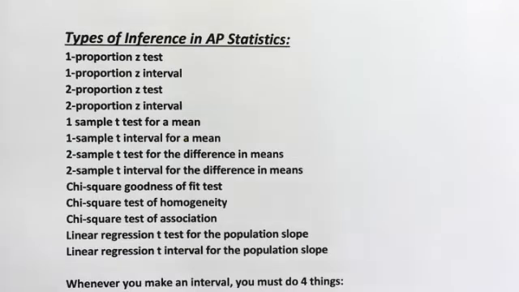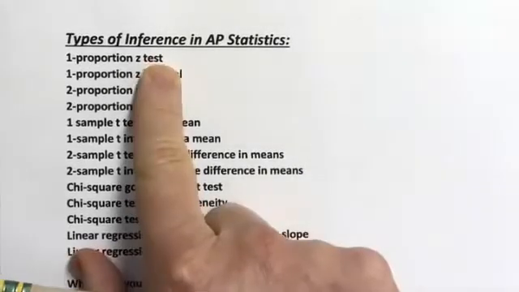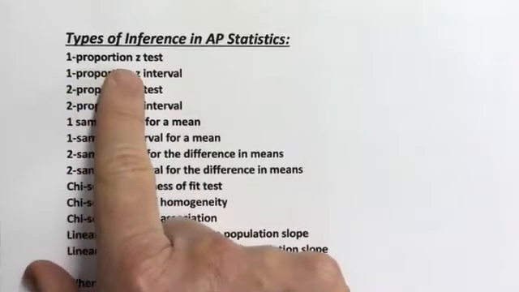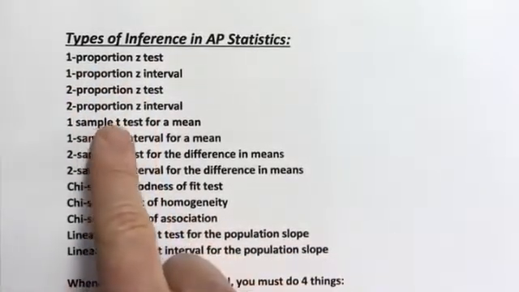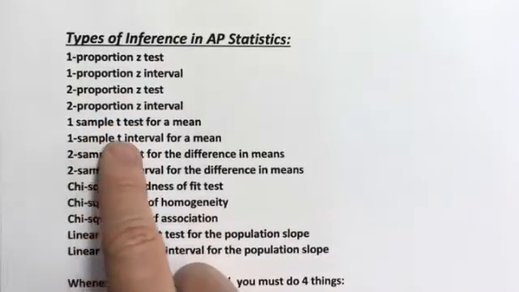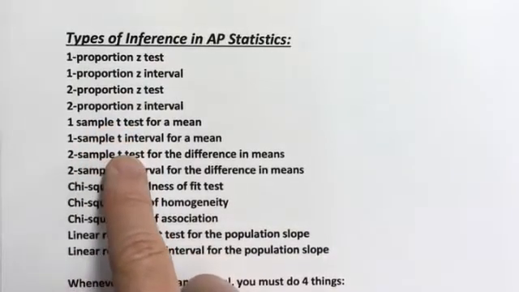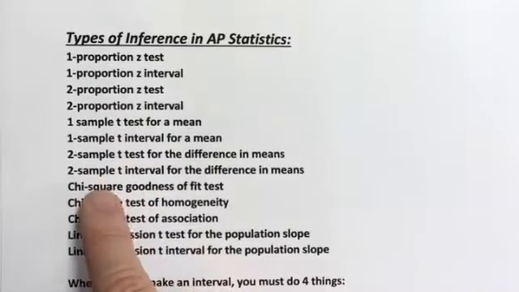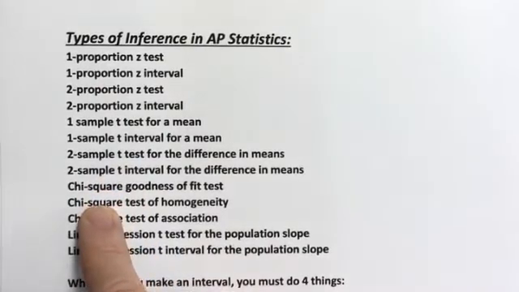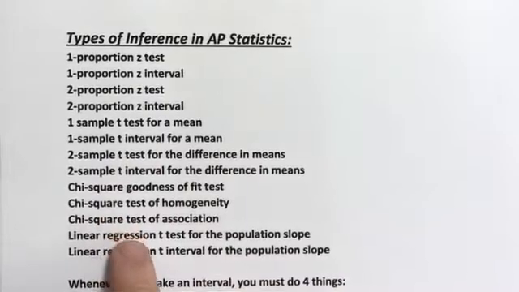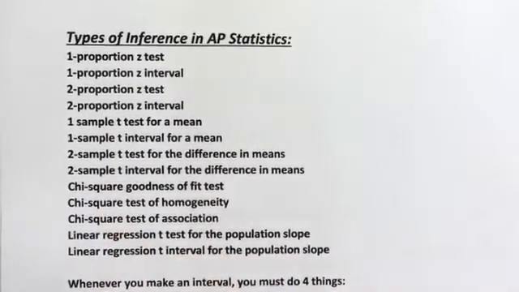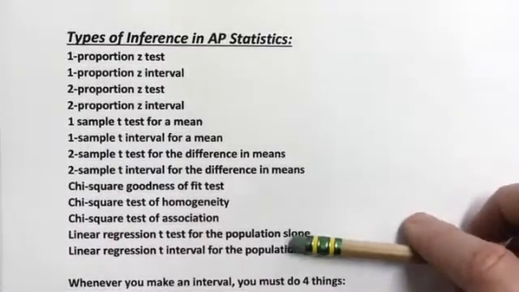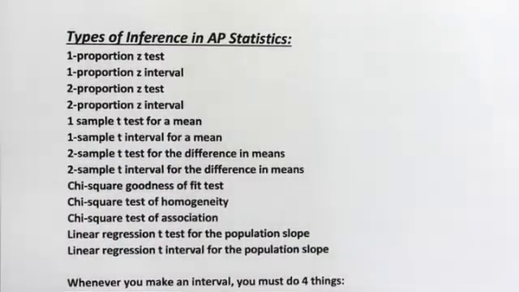So here are the 13 types of inferences that you have to know how to do. The one proportion z-test and z-interval, two proportion z-test and z-interval, one sample t-test and t-interval for a mean, two sample t-tests and two sample t-intervals, and then we have chi-square goodness of fit, chi-square test of homogeneity of populations, chi-square test of association, and then our two linear regression ones, the t-test and the t-interval. I'm not going to do the linear regression ones right now. We did those at the very end of the school year.